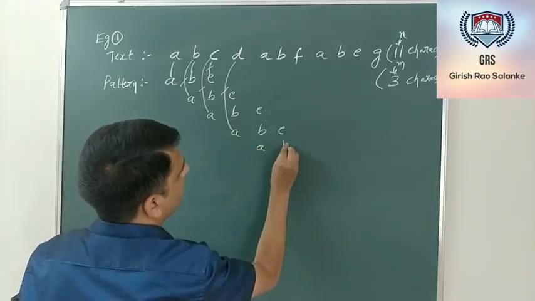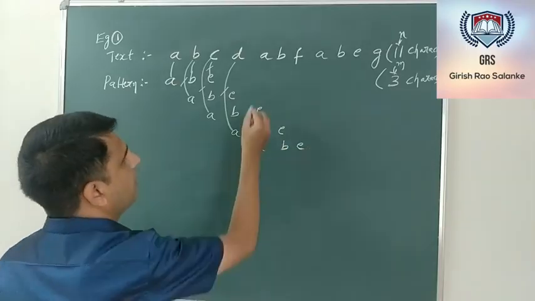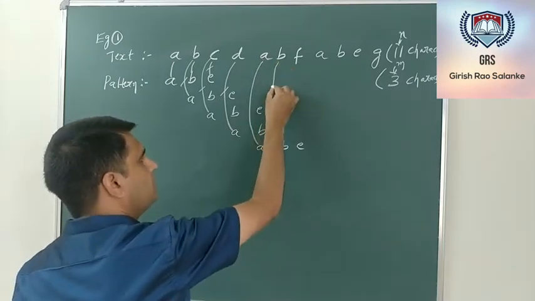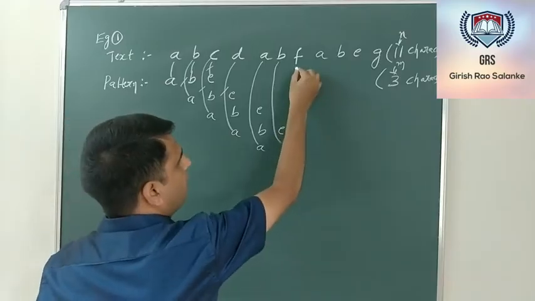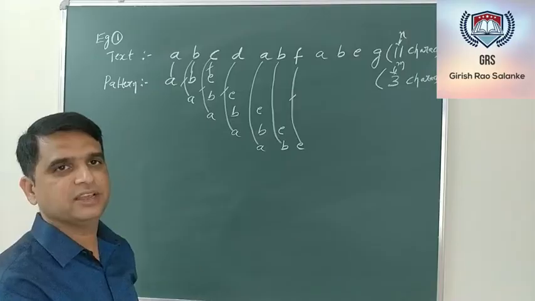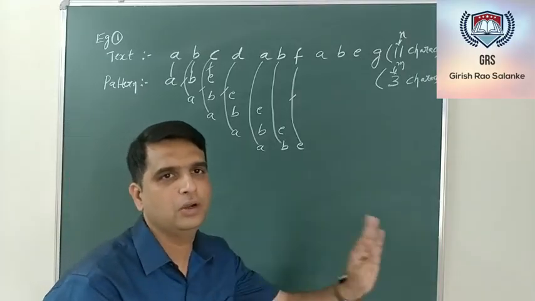I need to shift my pattern. So this is A, B, E. Now I compare A with A. In this iteration it matches. Now I compare B with B. This matches. Now I compare F with E. This does not match. So whenever there is a mismatch, I need to shift my pattern to its right side.